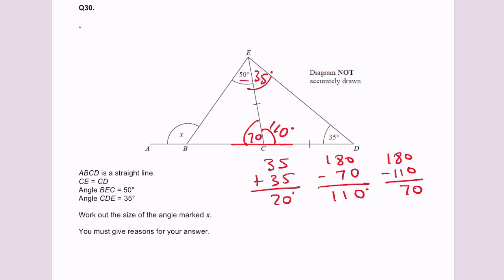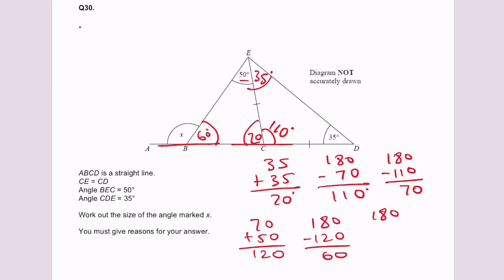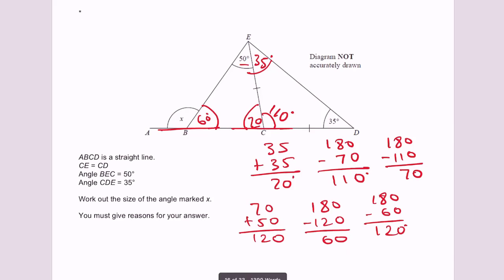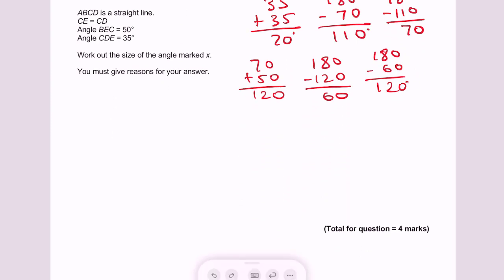Now we know this angle and this angle, now we can find out what this angle is. 70 add 50, 120, I'll take that from 180, which is 60 degrees, and if this is 60, we know the other side is going to be 180 take away 60, which is 120 degrees. And that's the answer for this one. So let's go ahead and write down the reasons. So reason number 1.